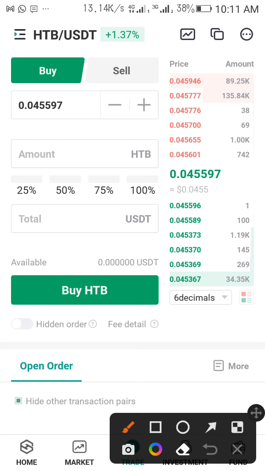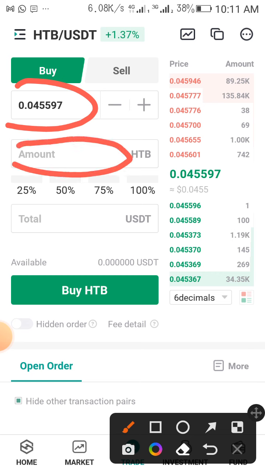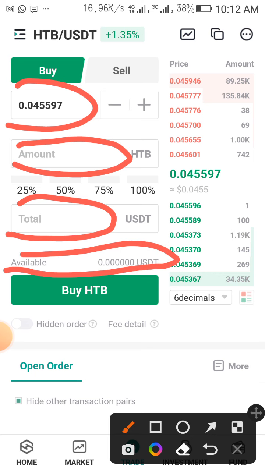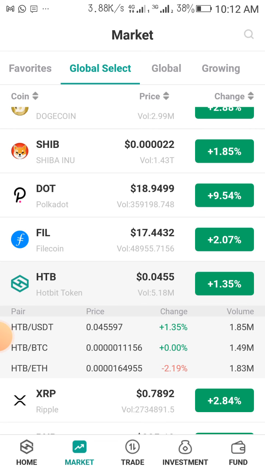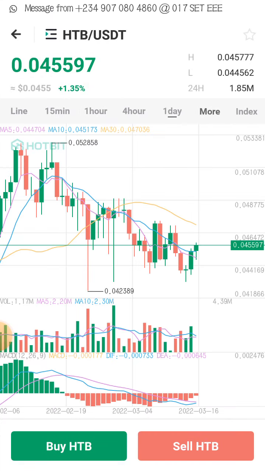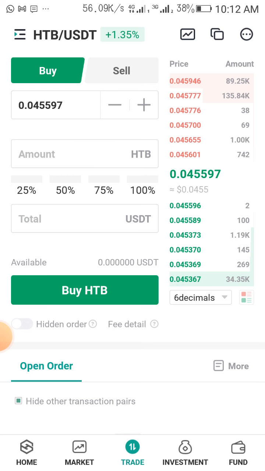Okay, this is how the interface of the buying and selling side looks. This is the average price of one Hotbit token, the native token, per USDT. If you want to buy Hotbit, you indicate the amount of Hotbit token you want to buy, and this place will show you the equivalent in USDT, and this place shows the available USDT you have in your wallet. As you can see, I don't have any balance in this wallet. So I'll just go ahead and demonstrate what I want to show you.